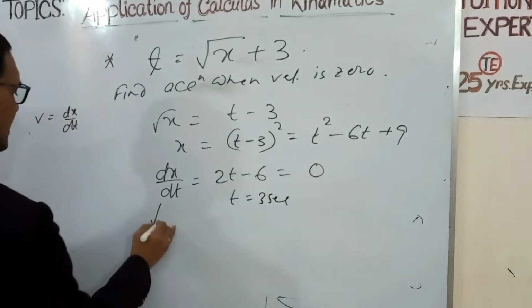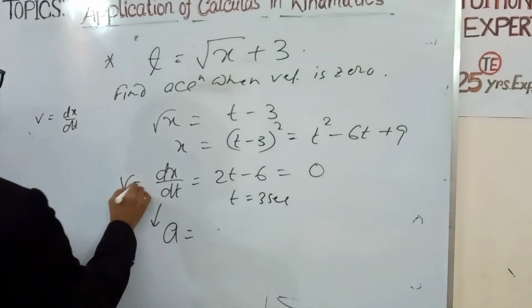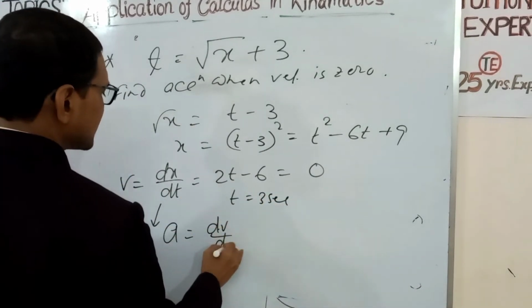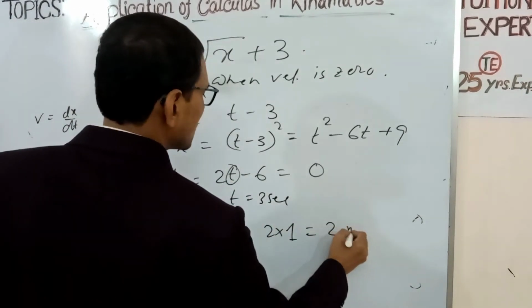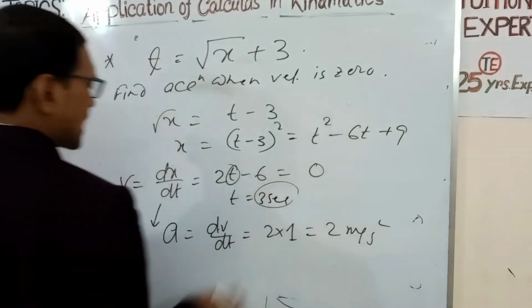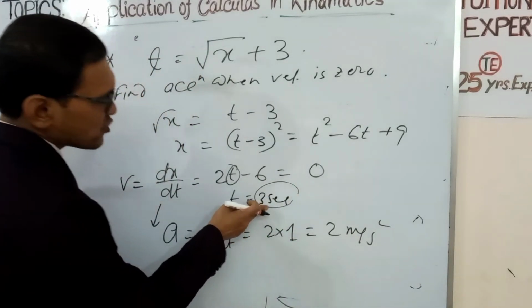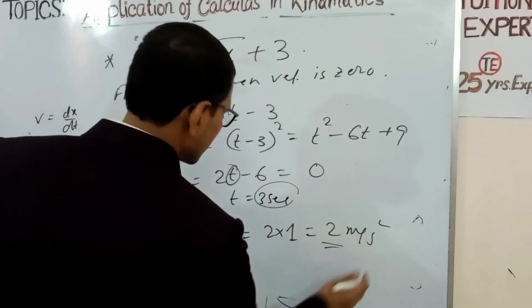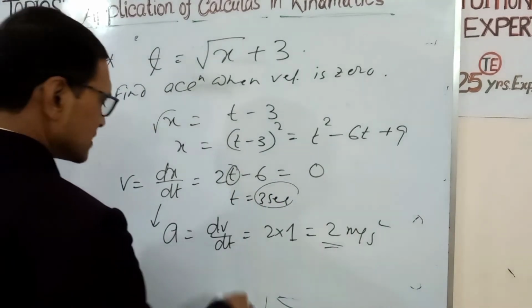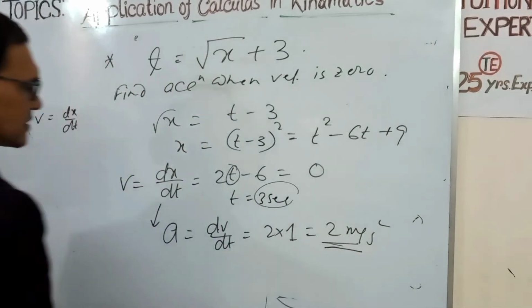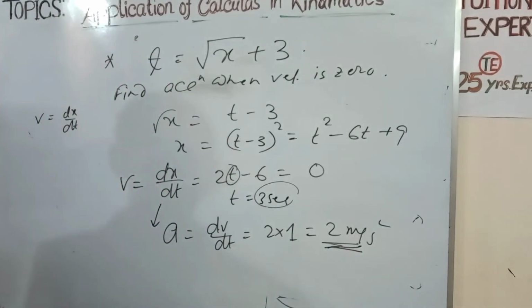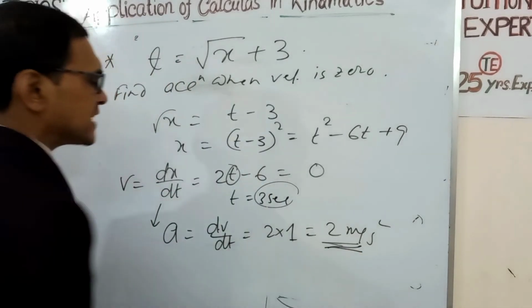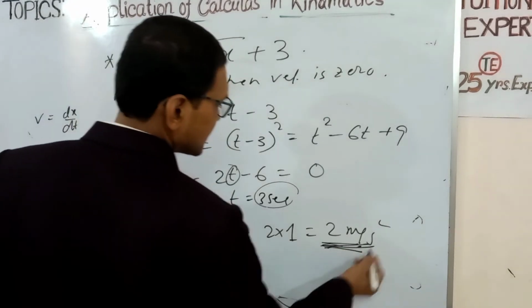Now acceleration a equals dv by dt, where this is velocity. So 2 into the derivative of t, which is 1, that is 2. Now this is time independent, so time is not used because this is constant. So acceleration at t equal to 3 seconds is 2, and acceleration at any time is constant, that is uniform acceleration. So acceleration at any time becomes the same.